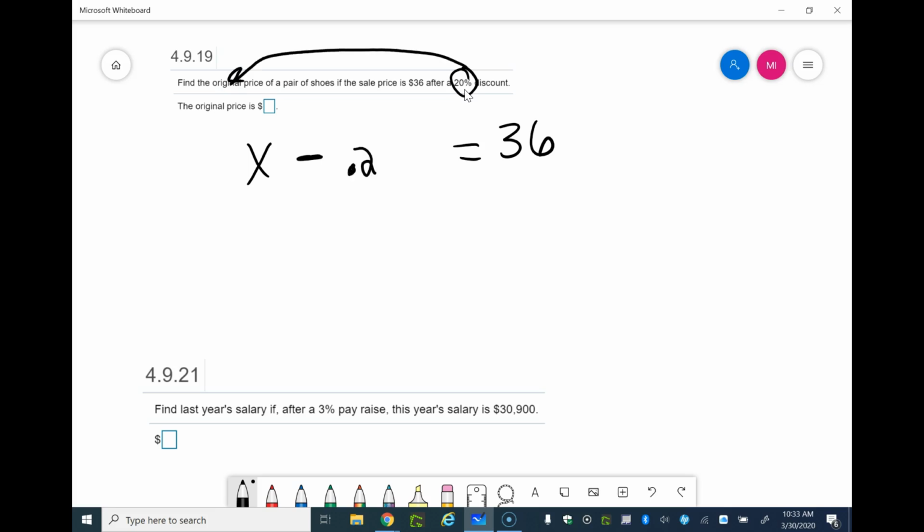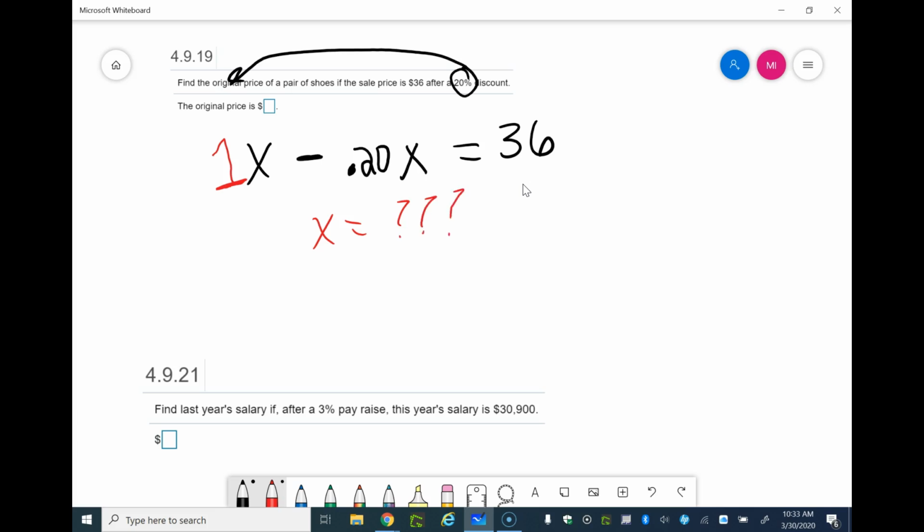So 20%, I changed it to a decimal, off the original price. Remember, X represents the original price. Original price minus the discount provides us with the sale price. I'll give you a little hint. When we combine like terms, remember what's understood to be in front of this X. So we're actually doing 1 minus 0.20 and then solving for X.